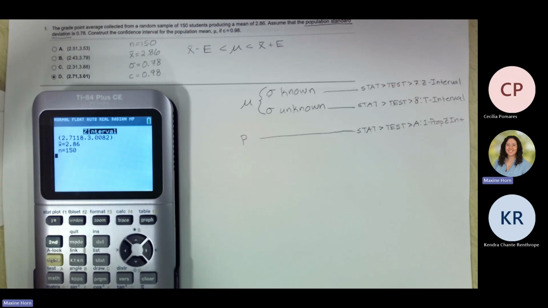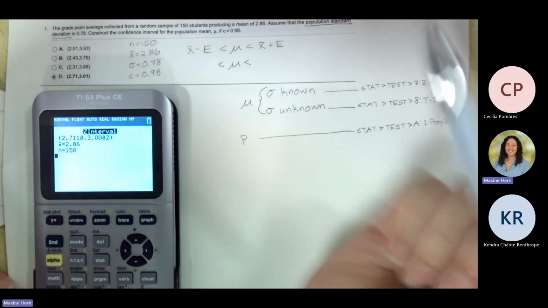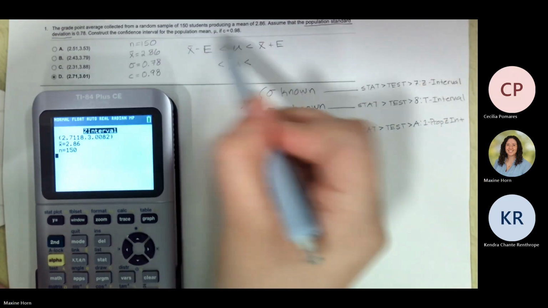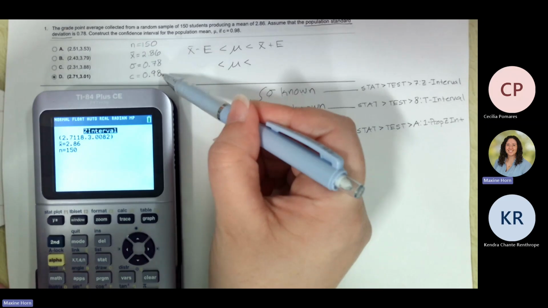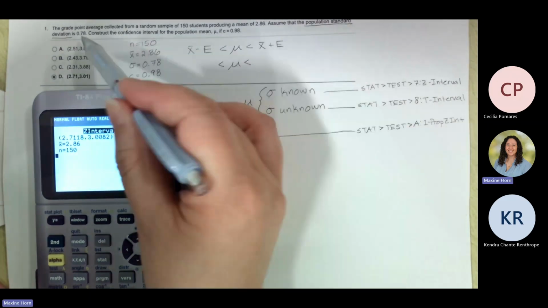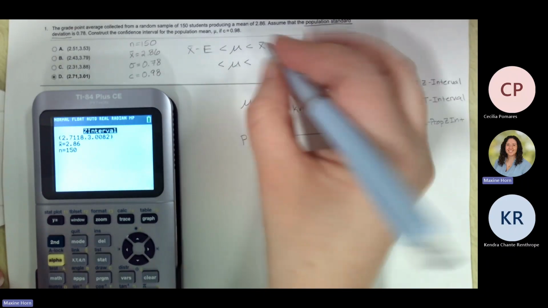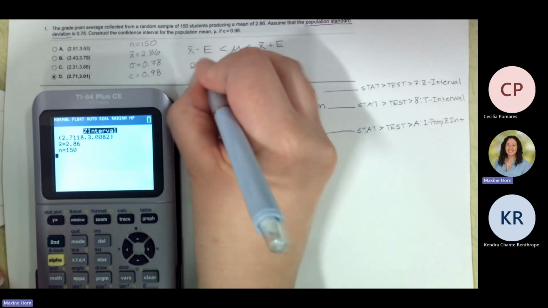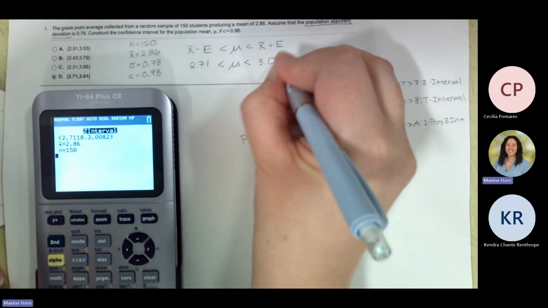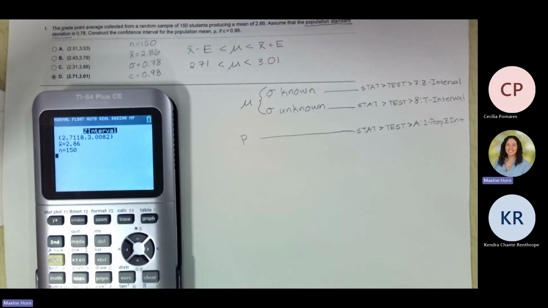But keep in mind what this means. This means that we can say with 98% confidence that the population mean of grade point average for these students is between 2.71 and 3.01. Okay. So always make sure that you're understanding what it is that you're finding.